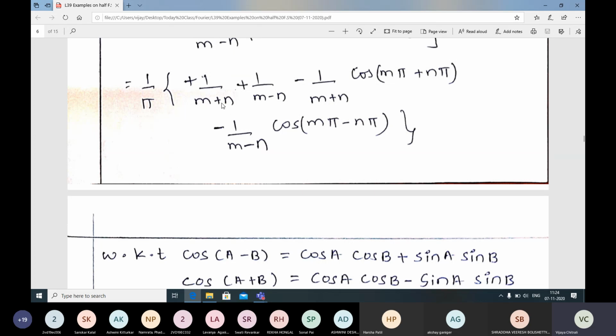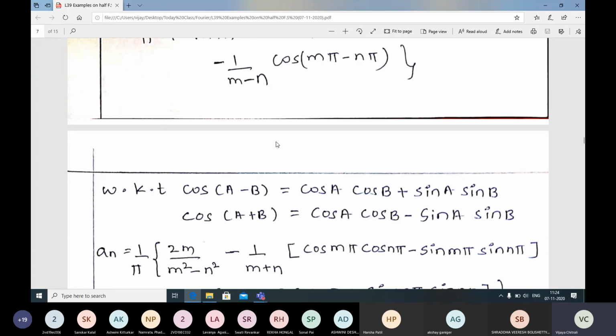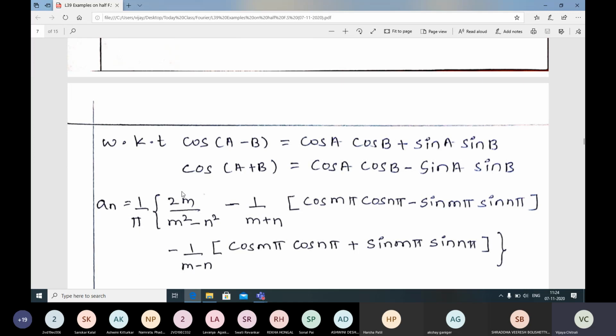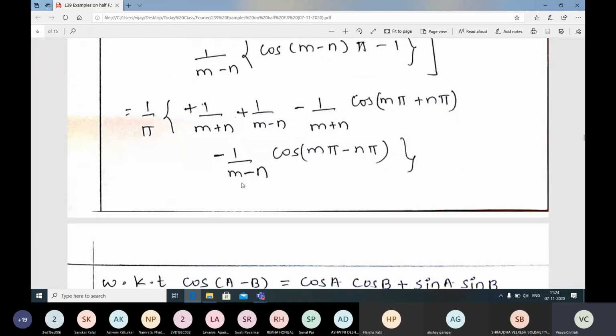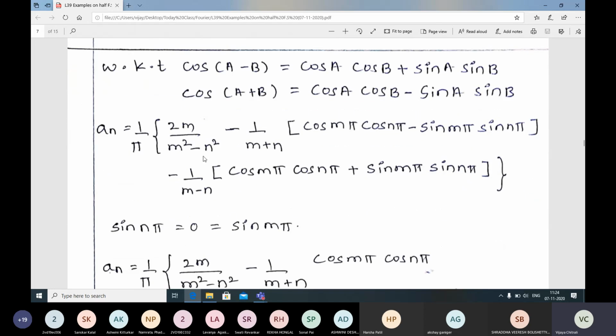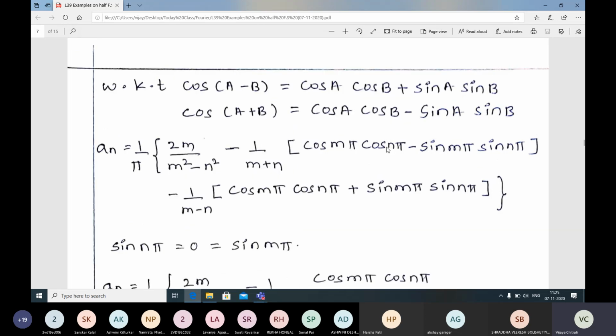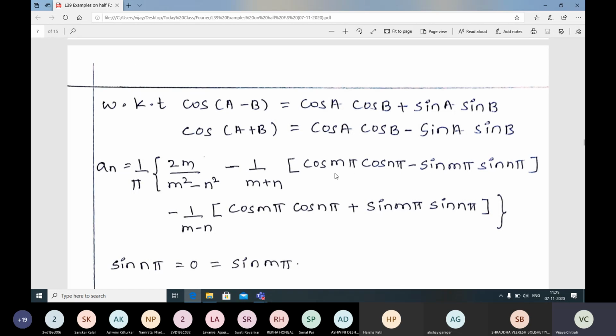You will get this as plus n minus n get cancels. M plus m is 2m. So simplification of these two will be 2m divided by denominator m plus n, m minus n, a plus b, a minus b. So this is m square minus n square, minus 1 upon m plus n. So apply this cos A plus B formula.